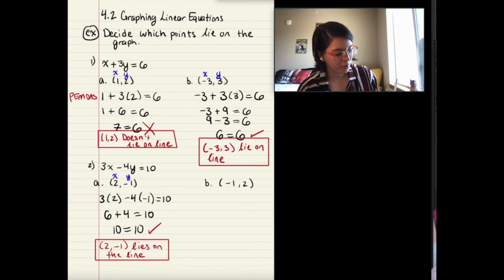And finally, we have the point negative 1, 2. Negative 1 is x, 2 is y. Let's plug it in and see if it works. So we have 3 times our x coordinate, which is negative 1. So 3 times negative 1.